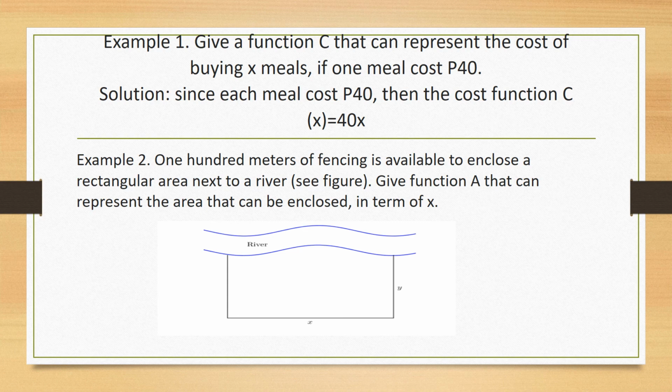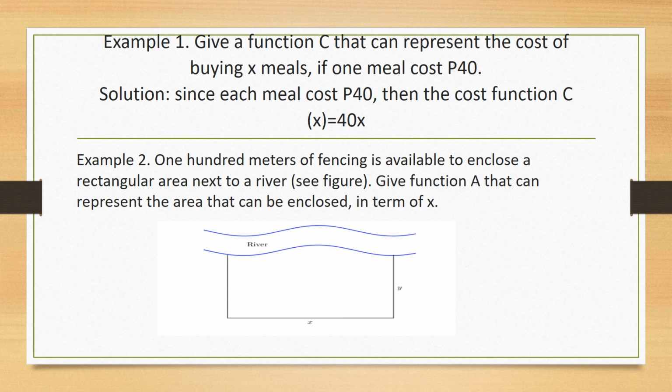For the solution, since each meal costs 40 pesos, the cost function is C of x equals 40x. Since the cost of one meal is 40, you will multiply if you buy another set of meals. Okay, are we clear? If you have questions, just ask me and I will answer them after our discussions.